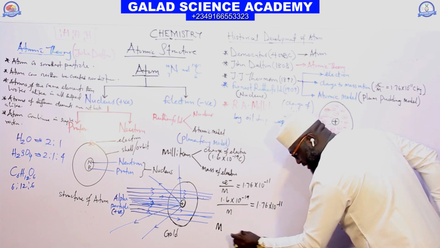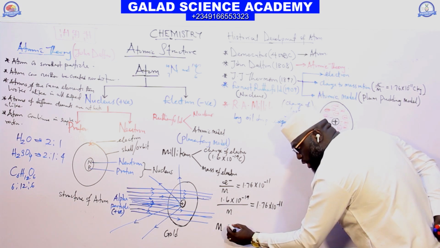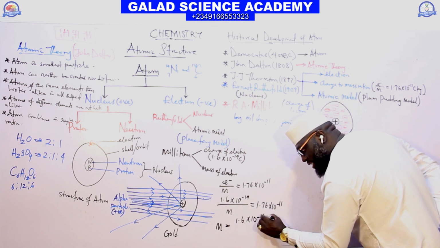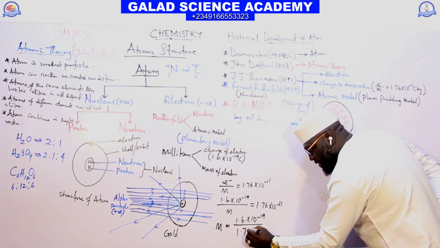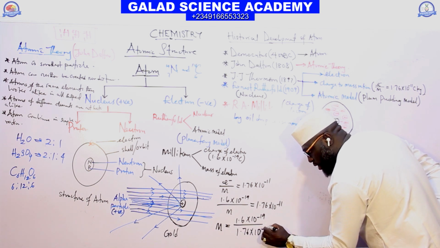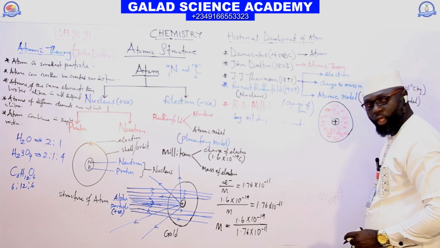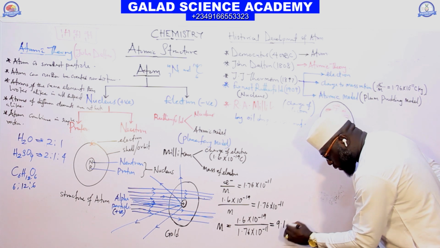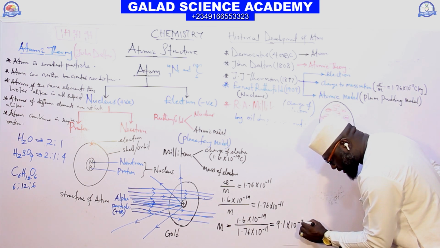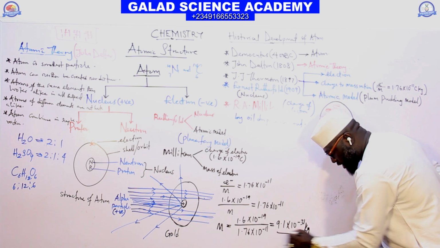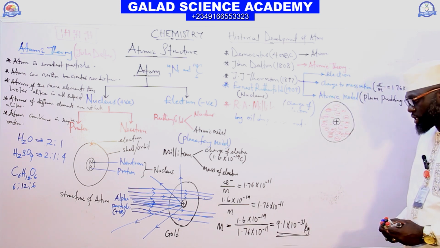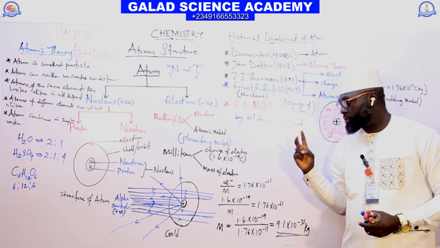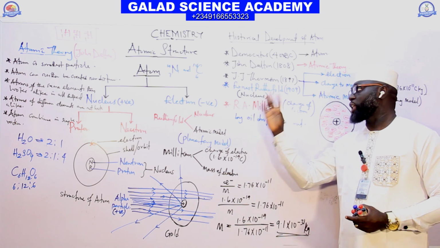So from here, make the mass the subject of the formula. You now have mass of electron equal to 1.6 times 10 raised to the power minus 19, everything over 1.76 times 10 raised to the power 11. If we divide this, it gives us 9.1 times 10 raised to the power minus 31 kg. This is the mass of the electron.